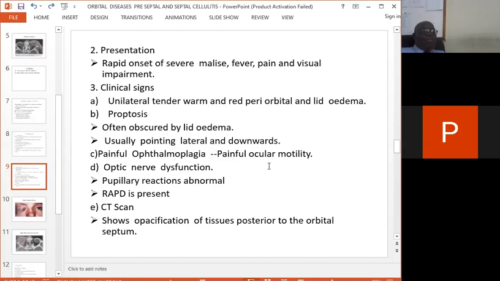Painful ocular motility is the same thing. When moving the eyes, you have that pain. Look up, look down, it's very painful. Optic nerve dysfunction occurs because of the compression of the optic nerve. Pupillary reactions are abnormal. Why?